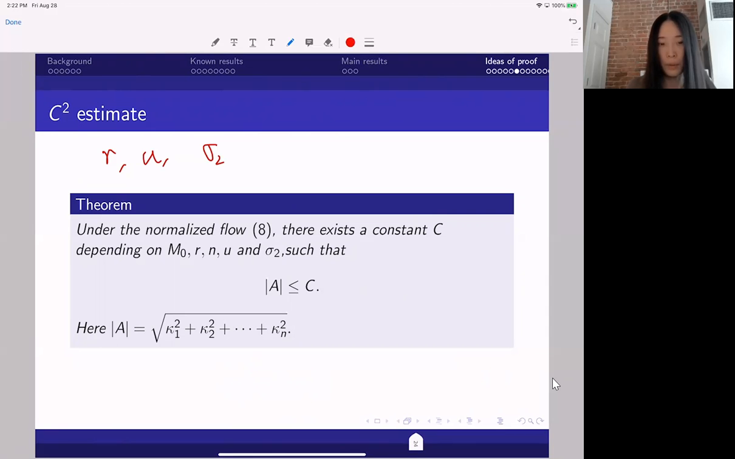So I didn't talk about it, but in our mind, we know that now R and U and sigma 2 are both bounded from above and below by positive numbers. Okay, so next we want to show that under the normalized flow 8, there exists a constant C depending on the initial surface M naught, R, N the dimension, U and sigma 2, such that the absolute value of the principal curvature is bounded. So that's what we're going to prove.